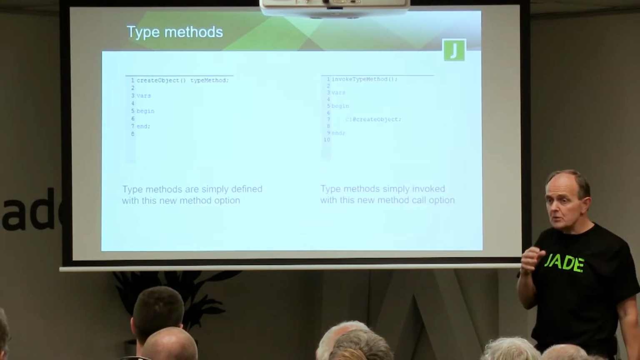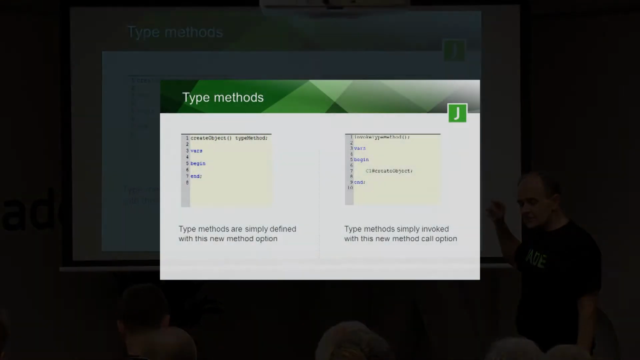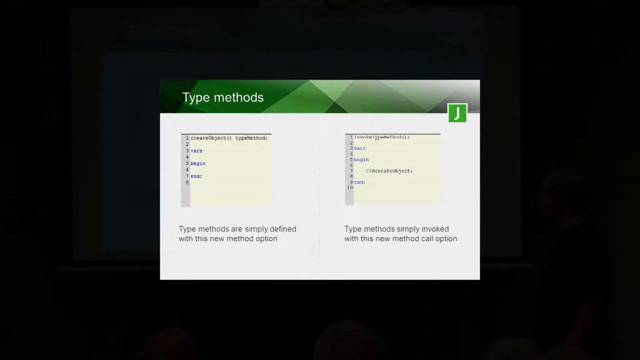And then when you invoke it, we've used a different operator here because we want to make it really stand out when you've got a lot of code that's an invocation of a type method as opposed to an ordinary method. So it's fairly straightforward as that.